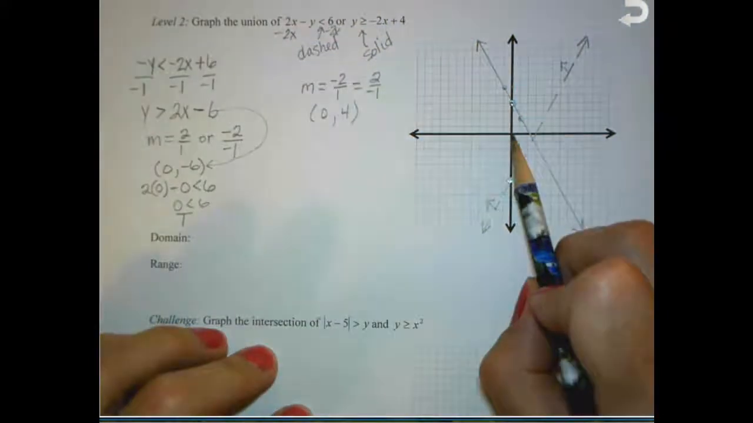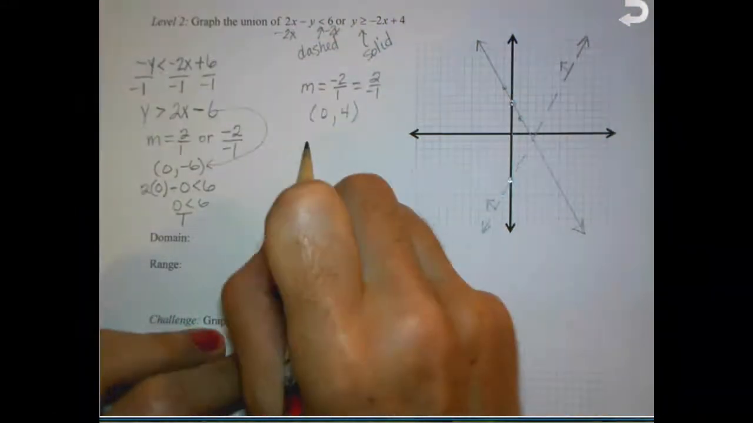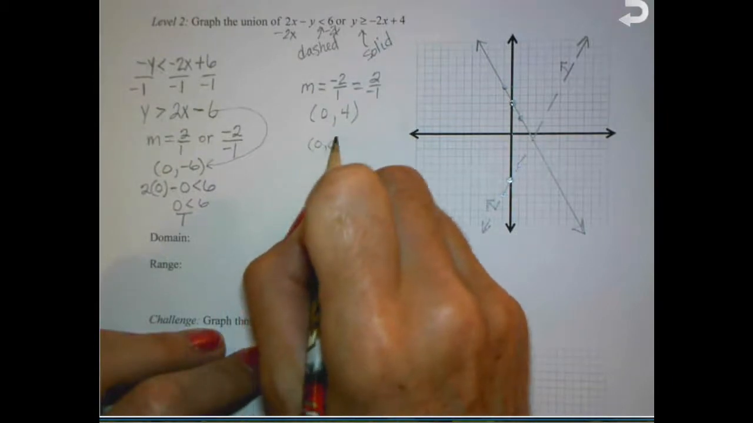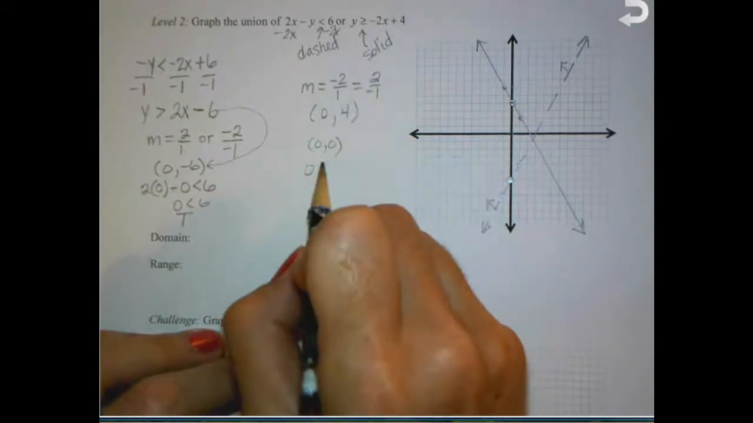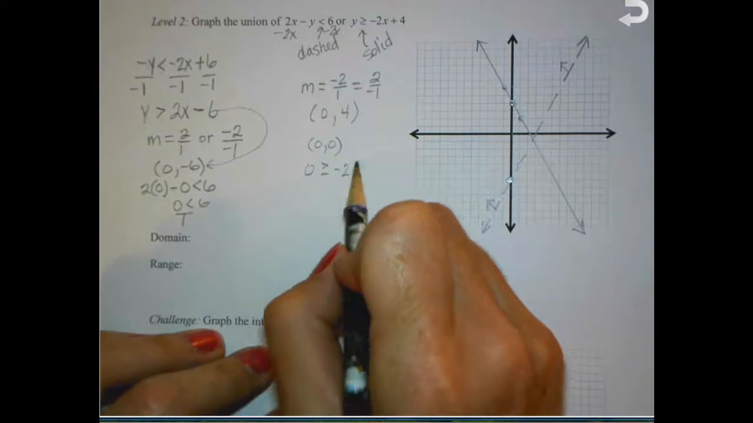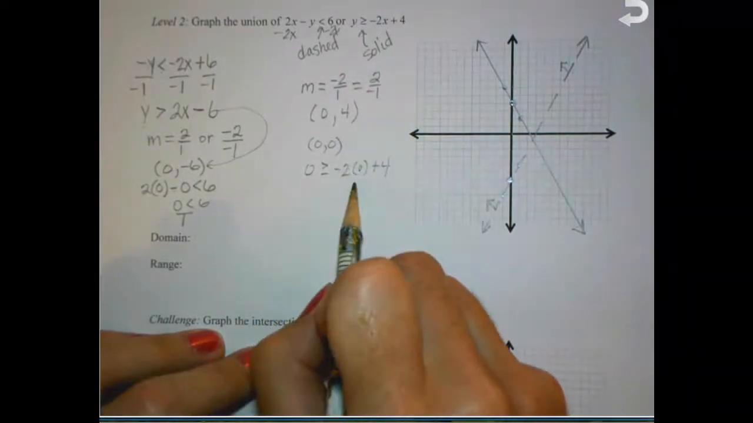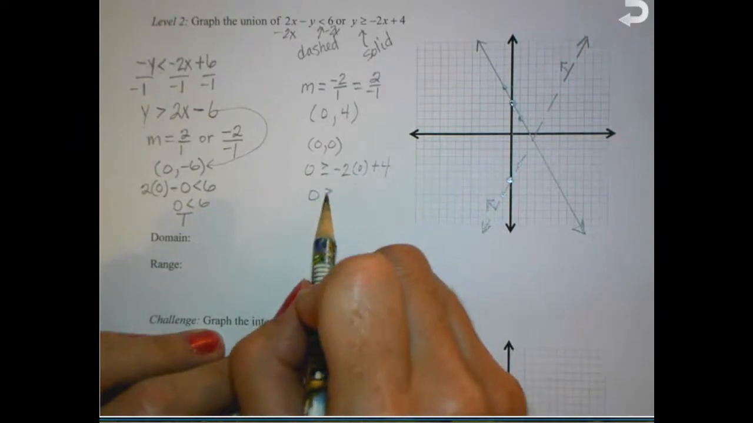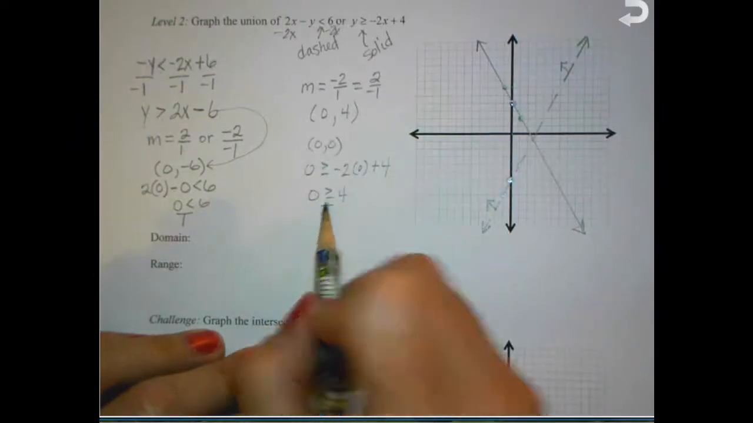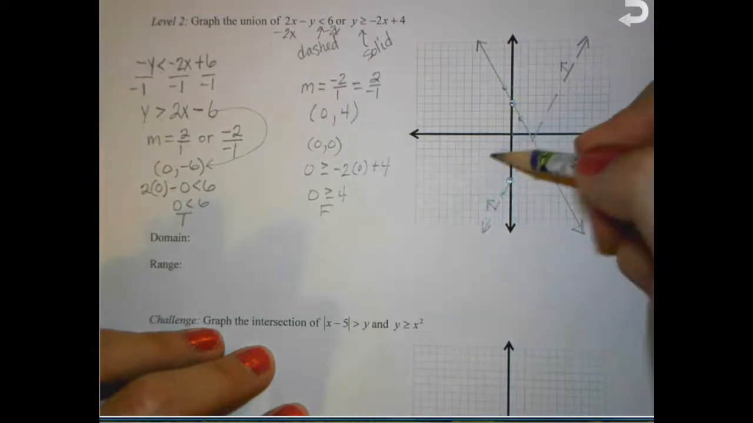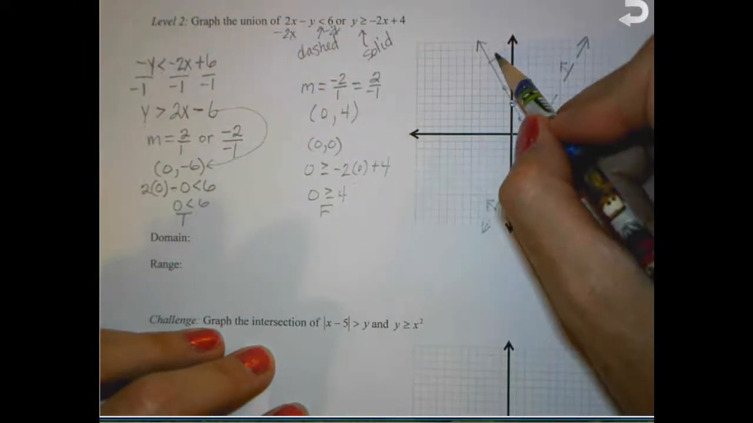And a point to test of 0, 0 looks like it'll work just great. So plug that in. 0 is greater than or equal to negative 2 times 0 plus 4. And 0 for this term, so I have 0 is greater than or equal to 4, which is a false statement. So I cannot include the 0, 0, so I have to go the other direction.